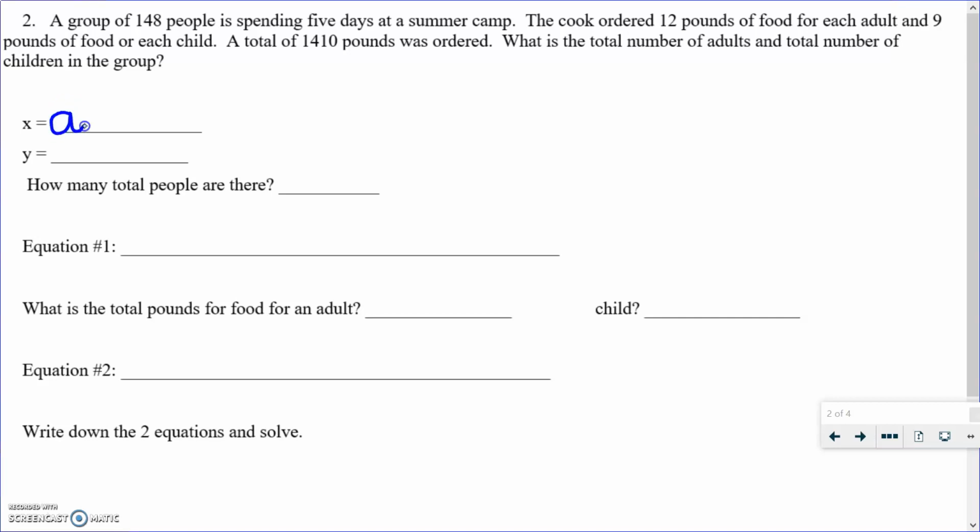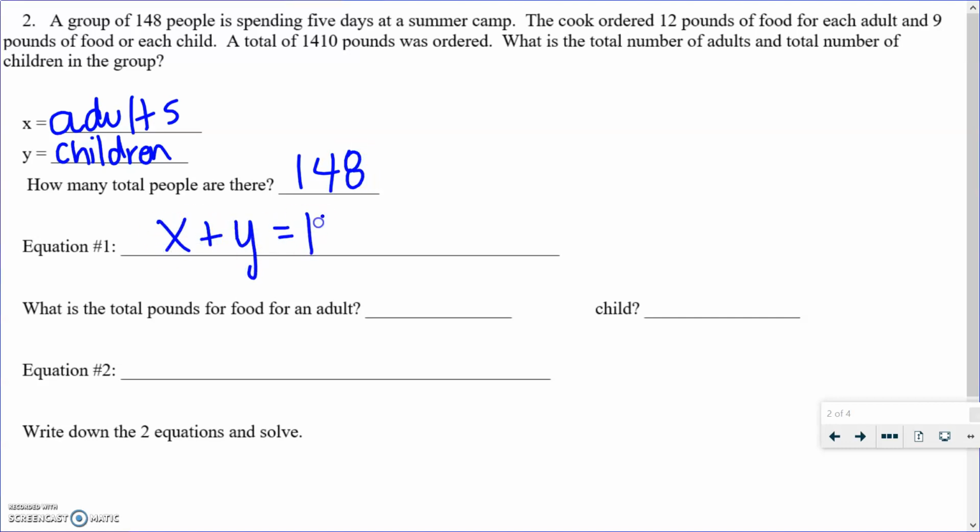So those are what our variables are going to be. So this x, I'm going to call this adults, and this is going to be children. Okay, and you could pick x to be something else and y to be something else. You could switch those, the adults and the children. As long as your equations reflect that, then you're good. And so when you're defining your variables, there's not really a correct way to do it. You just do what makes the most sense for you. Okay, so total of 148 people. That's the first sentence. So we do the number of adults plus the number of children equal 148.